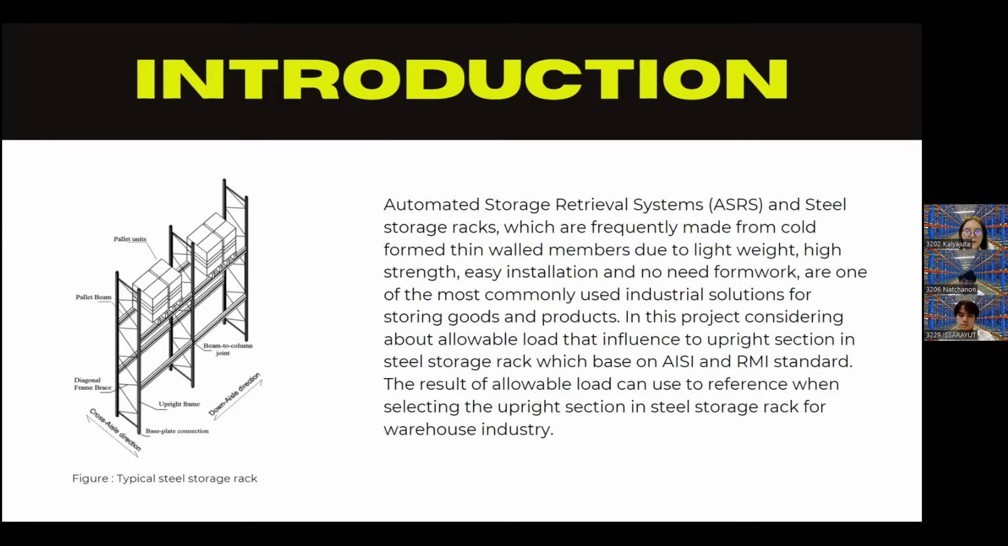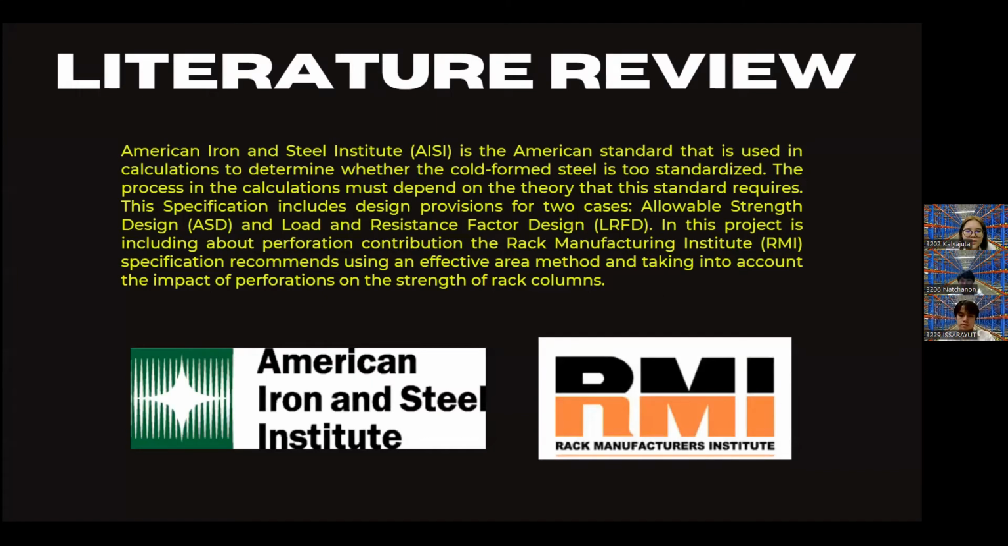For the warehouse industry, in the literature review, the American Iron and Steel Institute is the American standard that is used in calculation to determine whether the cold-formed steel meets the standard. The process in this calculation must depend on the theory that this standard requires. The specification includes design provisions for two cases: allowable strength design and load and resistance factor design. This project also includes the Rack Manufacturers Institute specification, which recommends using an effective area method and taking into account the impact of perforation on the strength of columns.